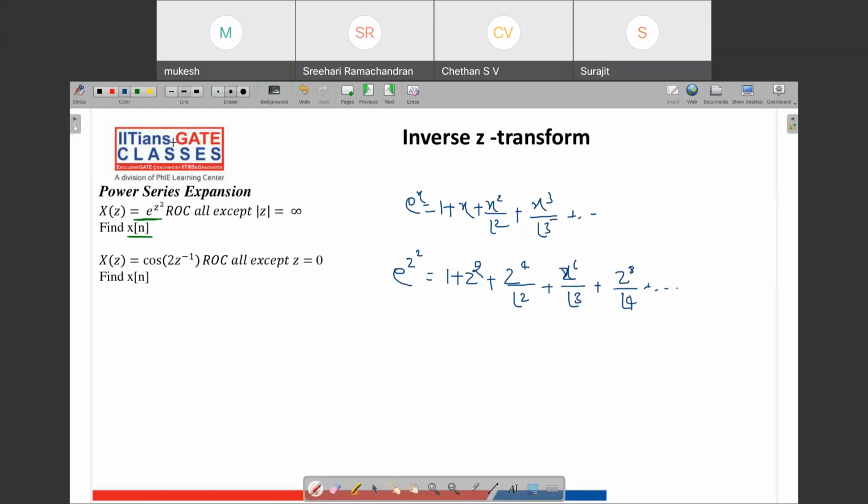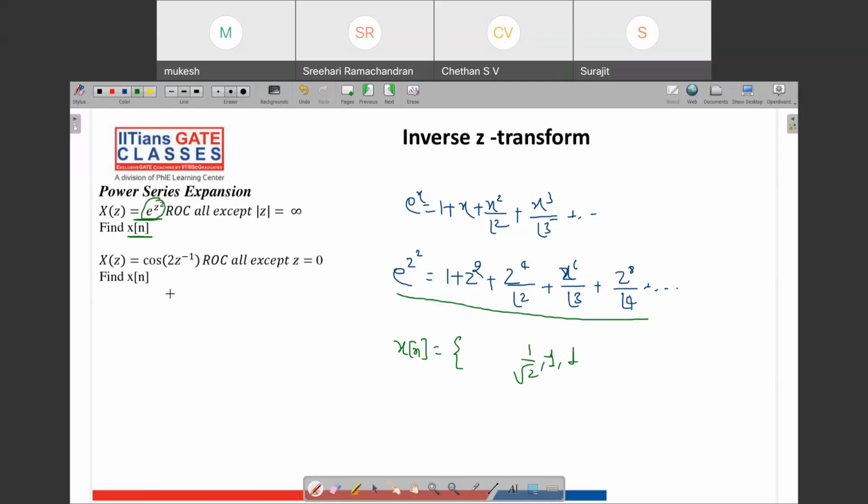z to the power 6 by factorial 3, z to the power 8 by factorial 4, and so on. Now based on the power, you can calculate what the x of n is. So x of n is something like this. For n equal to 0, it is 1. For n equal to -2, it is 1. For n equal to -4, it is 1 by root 2, and so on. So this is how we can find out the x of n for this x of z.